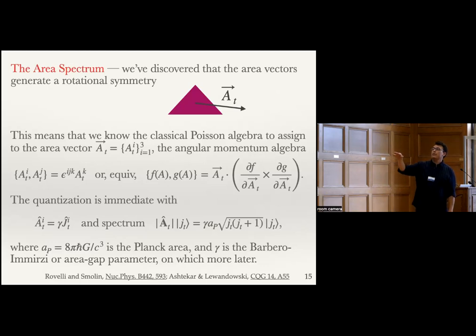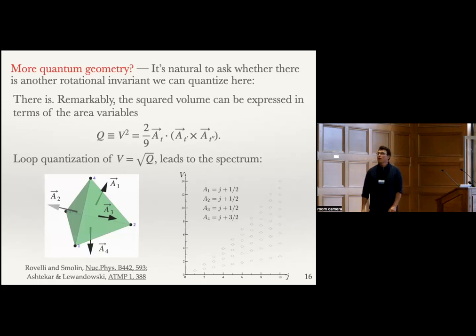So the identification of an area with an angular momentum immediately leads to an area spectrum. The area spectrum acting on a spin j is the square root of j times j plus 1. Here, the A_P is the Planck area, the sort of fundamental unit of area on our surface, and gamma is a Barbero-Immirzi parameter, which characterizes the spacing between our area eigenvalues, the area gap, if you like. So now we have a spectrum associated with each of the faces or the facets of our tetrahedron.